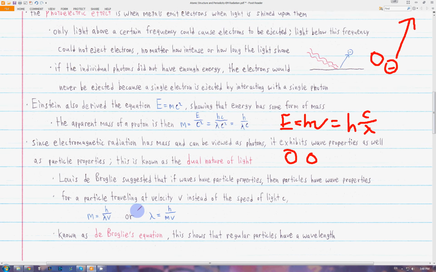So if we use this equation with a particle that's not traveling at the speed of light, but instead at some velocity v, then the mass of that particle will be h over the wavelength times velocity. So if we rearrange this equation, then it should mean that any particle will actually have a wavelength too, even if we don't think of it as a wave.